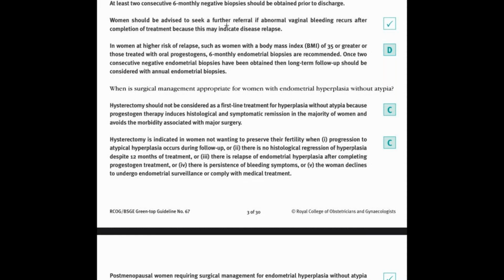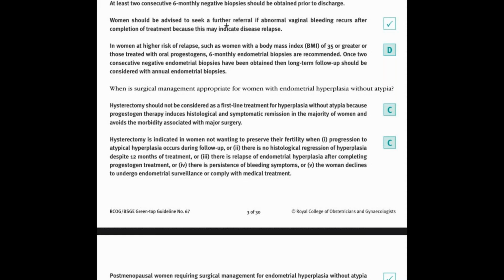So if there's no indication for a procedure, it is not done. Okay. So there are conditions where you would offer surgery. Okay, so I will read that again. Hysterectomy should not be considered as first-line treatment for hyperplasia without atypia because progesterone therapy induces histological and symptomatic remission in the majority of women and avoids the morbidity associated with major surgery.